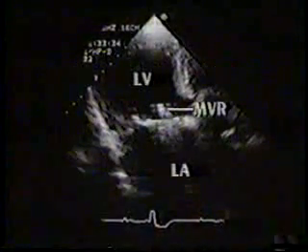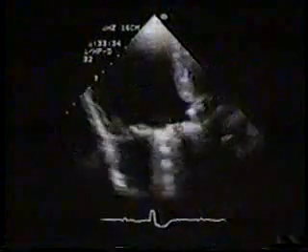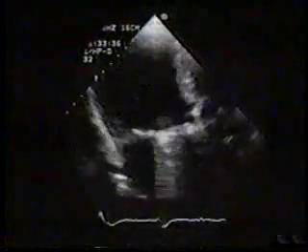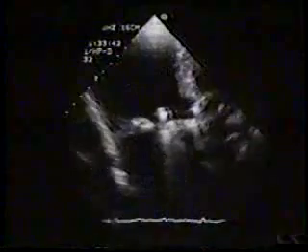This 76-year-old male has a mitral tilting disc prosthesis. The disc excursion is normal, and LV function is mildly reduced. The color flow examination initially suggested mild prosthetic mitral regurgitation.